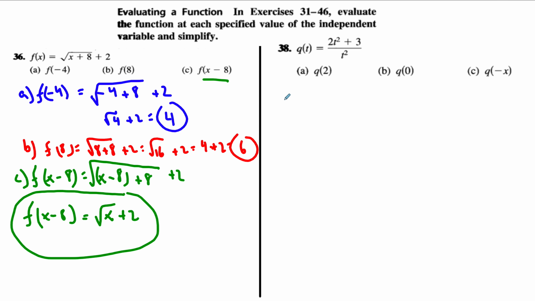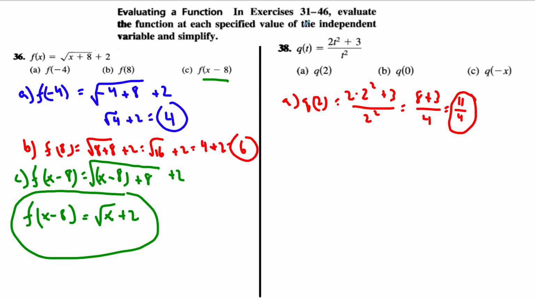Similarly, we plug in 2, which means 2 times 2 squared plus 3 over 2 squared, which is 2 squared is 4 times 2 is 8 plus 3 over 2 squared is 4, 11 fourths. I just leave it as a fraction. You're done.